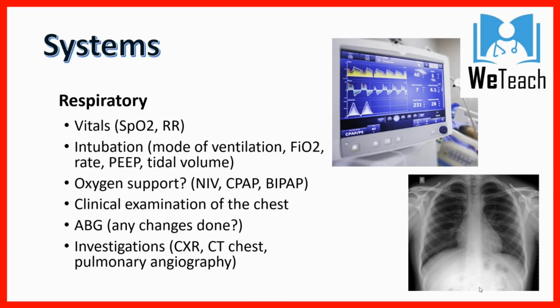Next, we have the respiratory system. And again, you start with the vitals, the oxygen saturation, and respiratory rate. And then you talk about whether the patient is intubated or not. If they're intubated, you need to talk about the mode of ventilation, FiO2, rate, PEEP, and tidal volume. Is the patient on any oxygen support? And then you talk about the clinical examination of the chest. You mention the latest ABG that the patient had, and if there were any interventions done after that last ABG. And then the investigations such as chest X-ray, CT chest, and pulmonary angiography.